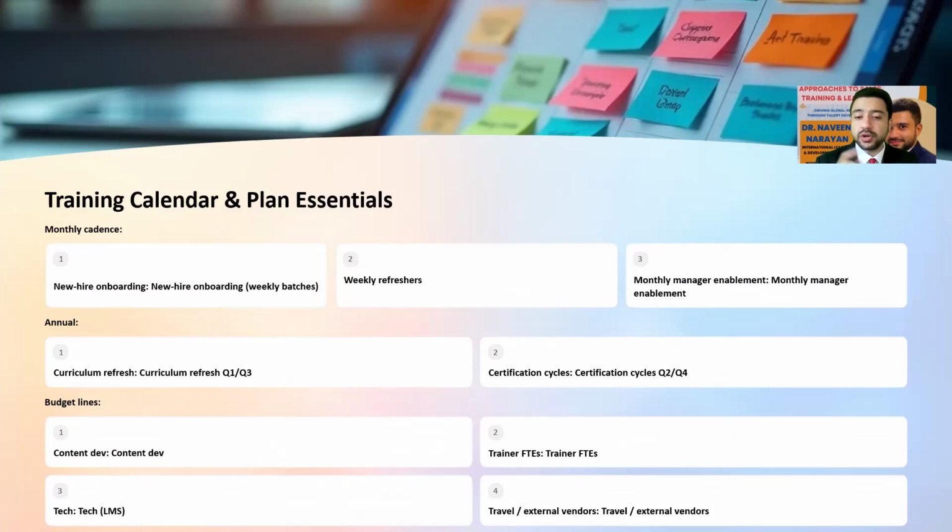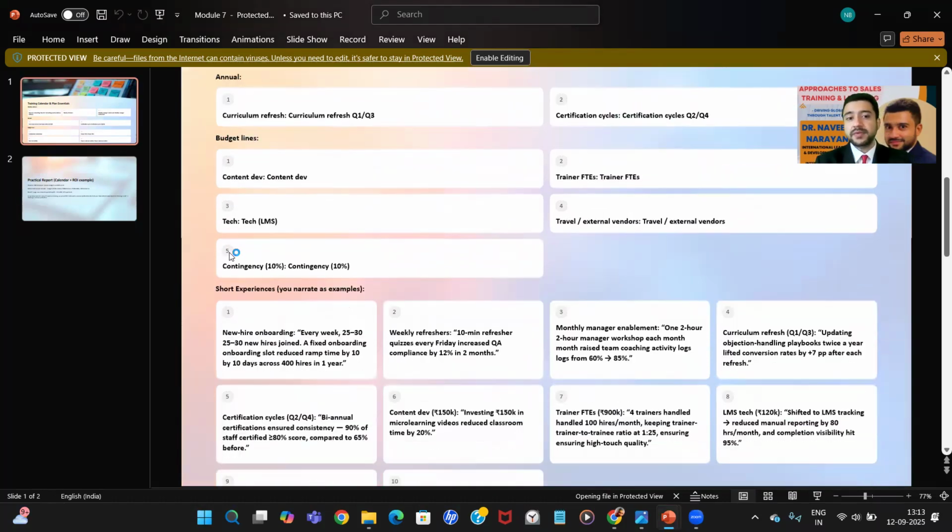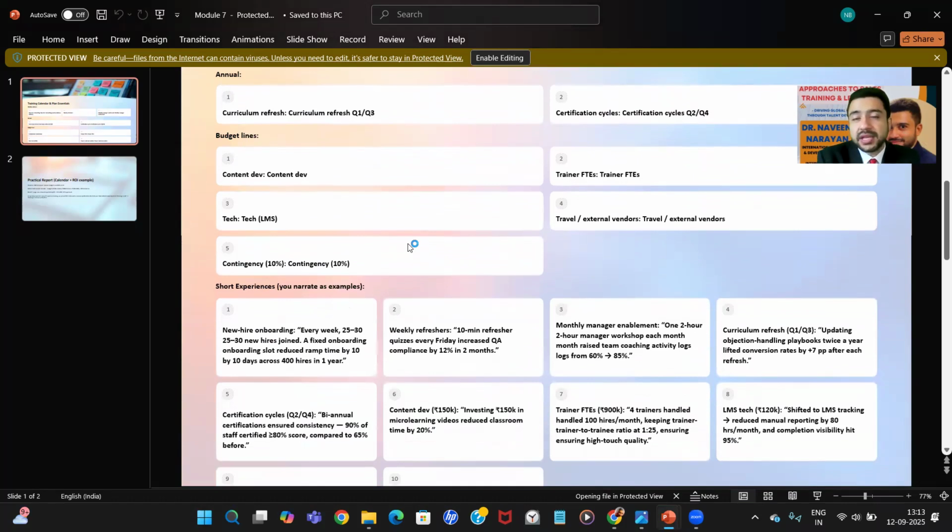And fourth, we will plan for travel and external vendors. If we want to bring any external vendors, then we will plan for that. The traveling is essential if we want to go for on-the-spot training, so we will plan for that also. Then we will consider other contingency, like 10% contingency, because here and there some expenses might come, so that also we will consider. So these are all the five important points that we usually consider whenever training budget lines occur.